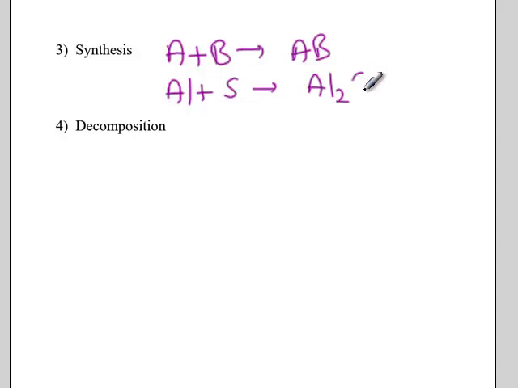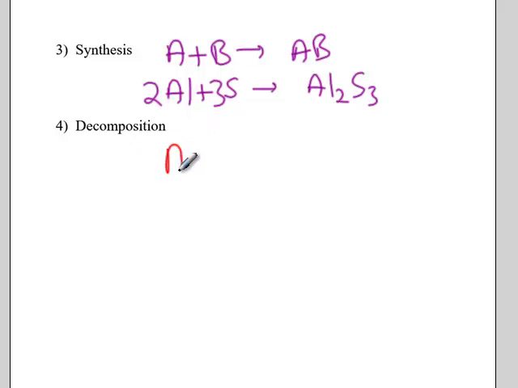And then we have two other categories, synthesis and decomposition. Synthesis means we're making something. So we take two small molecules or elements and we put them together to make a larger one. So for example, aluminum can react with sulfur and make aluminum sulfide, and we need to have this balanced. So this is a synthesis reaction. It could also be classified as a redox reaction because we have a metal reacting with a nonmetal to make a compound.